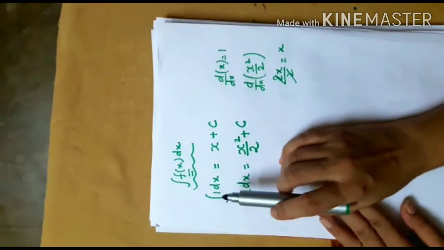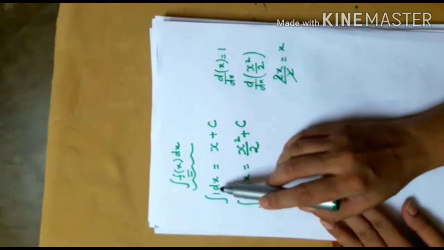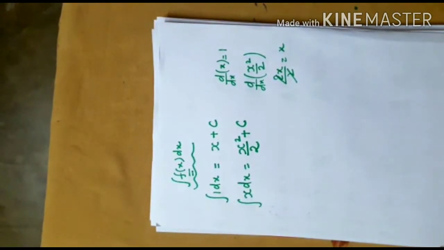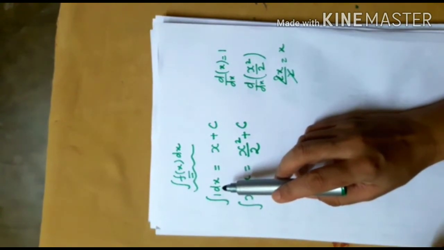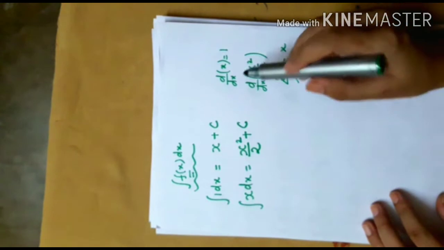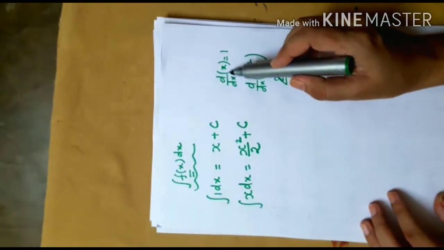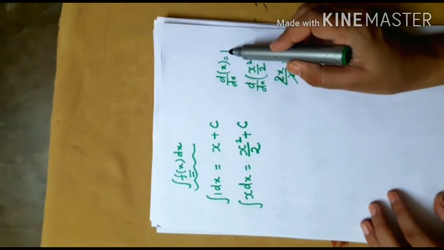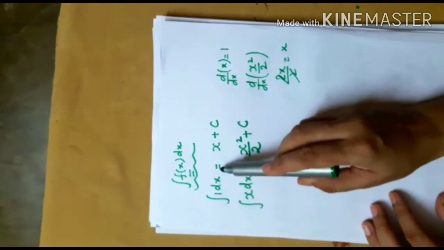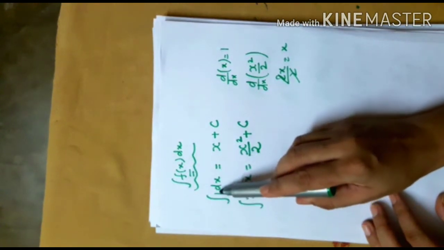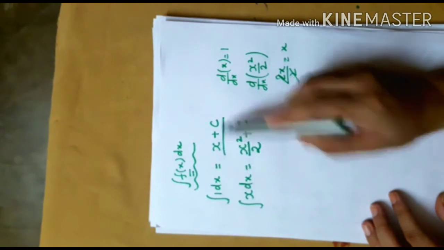Now if I ask you what is integral 1 dx, that is, you have to find out all those functions whose derivative with respect to x is 1. Yes, if I differentiate x with respect to x, I'll get 1. So the family of antiderivatives of 1, that is the integral of 1 dx, will be x plus c.